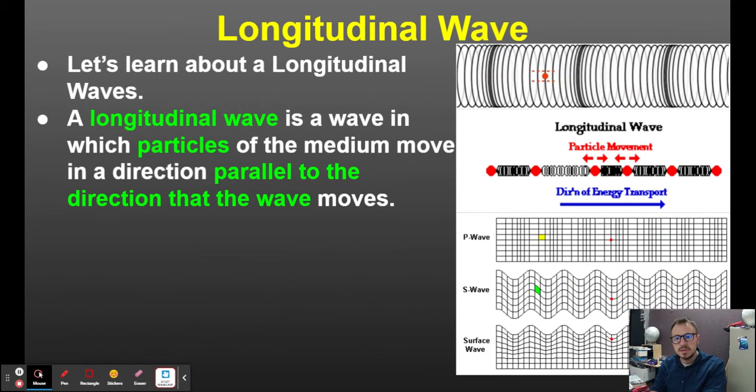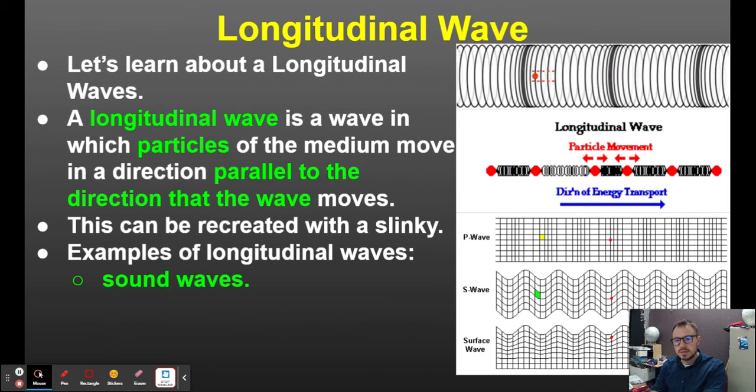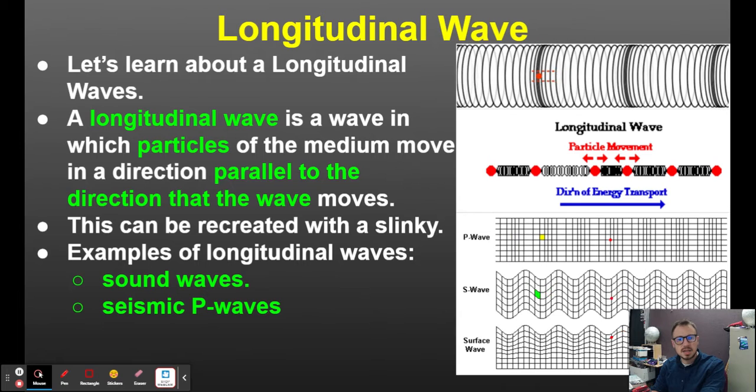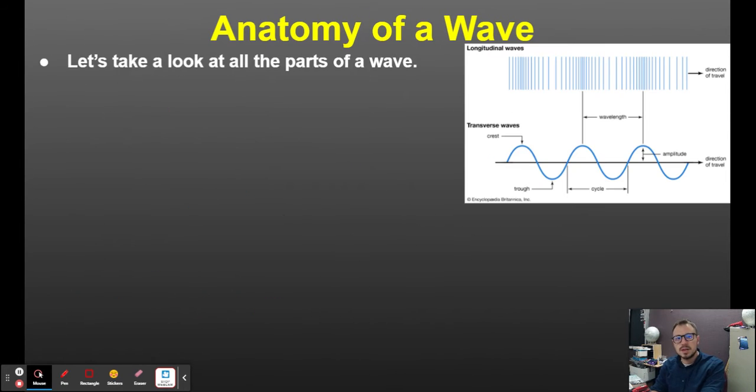Longitudinal waves are waves in which particles in the medium move in a direction parallel to the direction of the wave. Examples of that would be sound waves and seismic P waves. Seismic waves come in different forms.